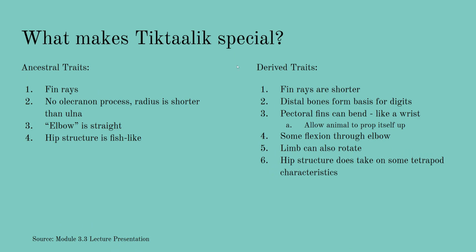They do have distal bones that form the basis for digits. The pectoral fins have joints that can bend, like a wrist, which allows the animal to prop itself up. And there's some flexion through the elbow. The limbs can also rotate, and the hip structure does begin to take on some tetrapod characteristics.